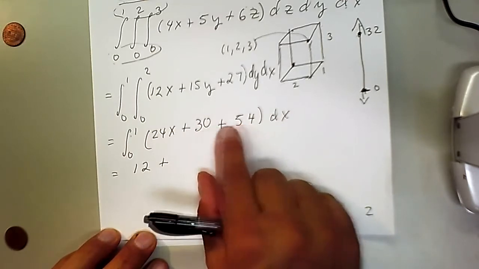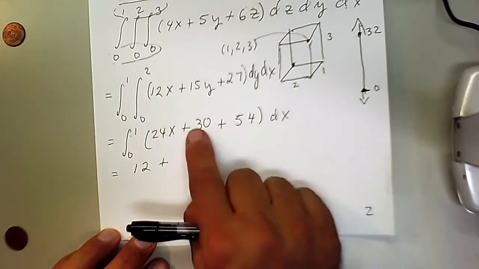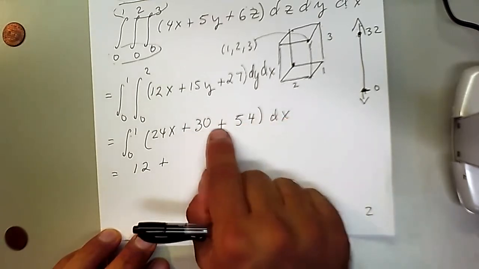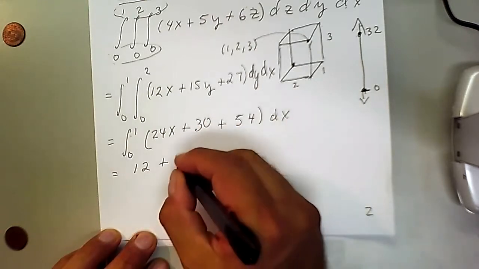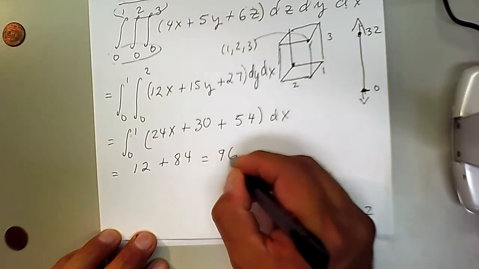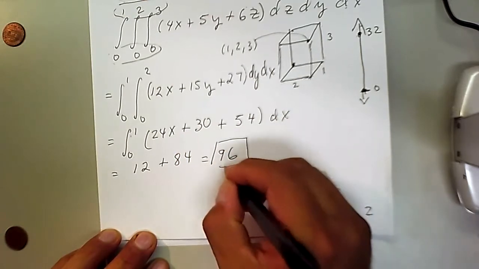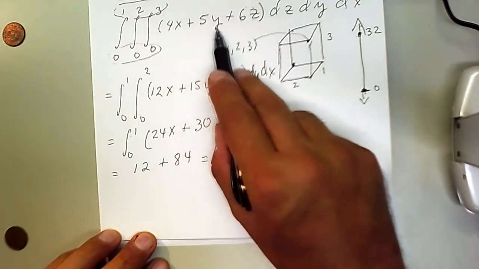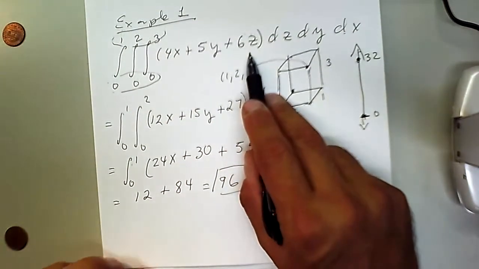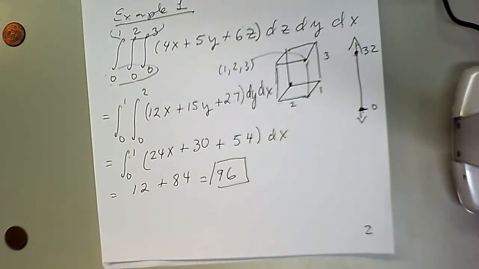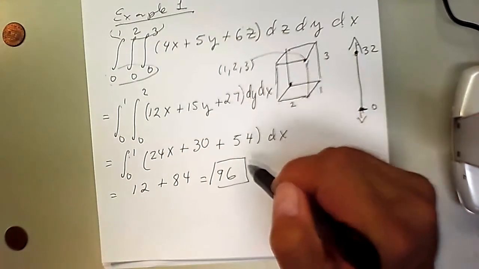And those two we should consolidate even before we do the integral. That is actually 84, a number. When we integrate, we're going to end up with 84x from 0 to 1. So that is going to be 84. And the total is 96. So the triple integral of this function, 4x plus 5y plus 6z, over this box, will give us 96.